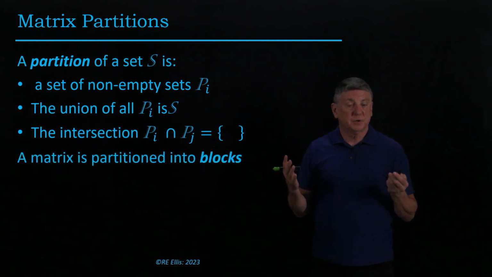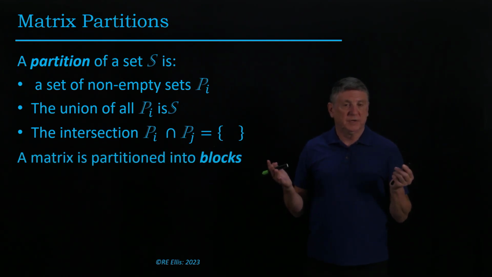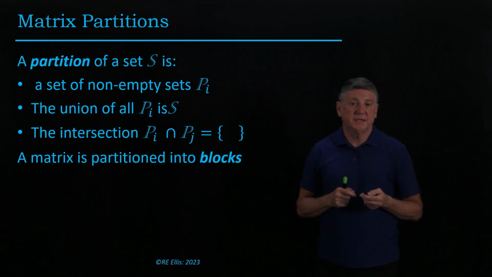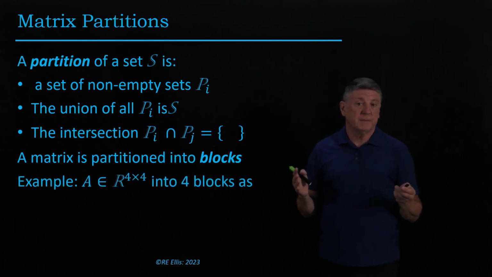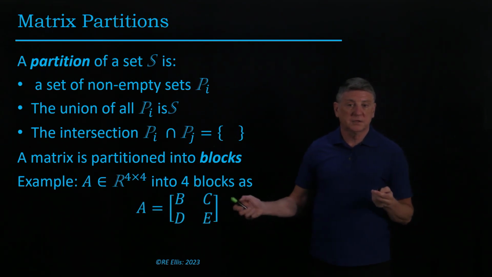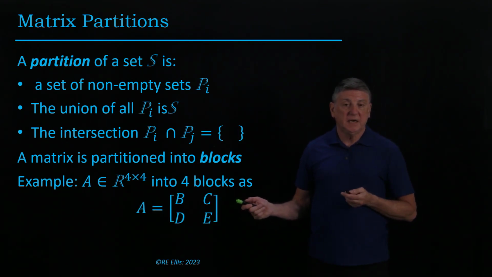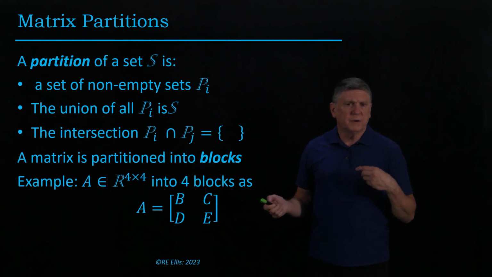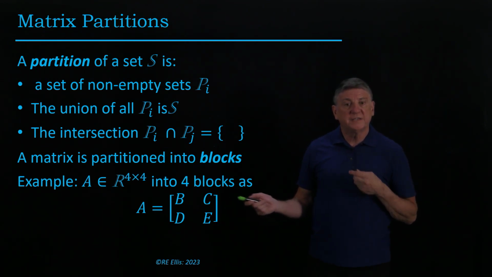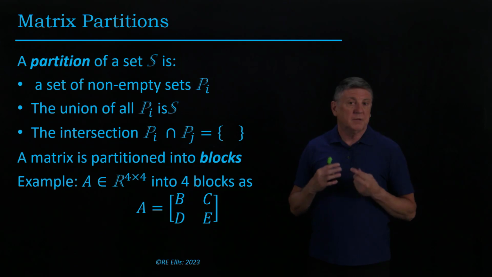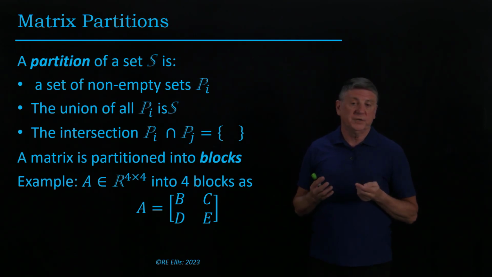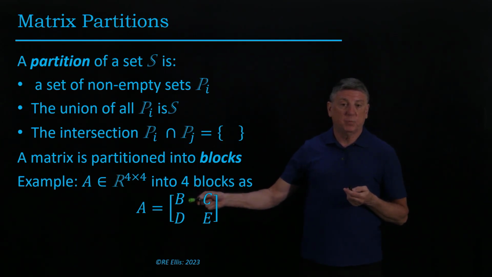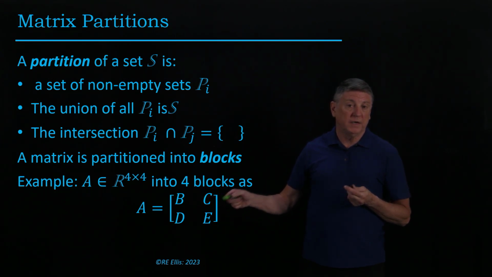So we can take a matrix, we can consider it as a set, and we can partition it into blocks. So suppose, for example, we have a 4 by 4 matrix. We can break this into blocks B, C, D, and E. And here, although you might naturally think, well, B is 2 by 2, C is 2 by 2, actually there are quite a few ways that we can do it. B, for example, could have 1 row and 3 columns, and C could be 1 by 1, etc.